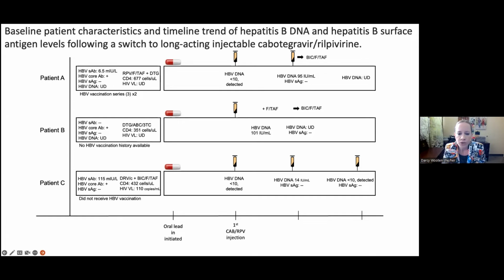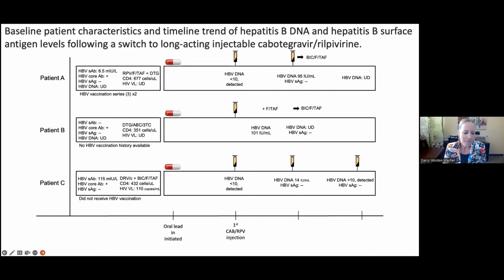So this patient got switched to oral cab, received their first injection 1 month later, and then labs were checked a week or 2 after that first injection due to just logistical reasons. And at that time, their hepatitis B viral load was 101. So FTAF was added effectively to their injectable therapy. And then at the timing at which they would have received their next injection, the patient was switched to BIC-FTAF. Repeat labs showed after being on a tenofovir-containing regimen, their hepatitis B viral load went back to undetectable.